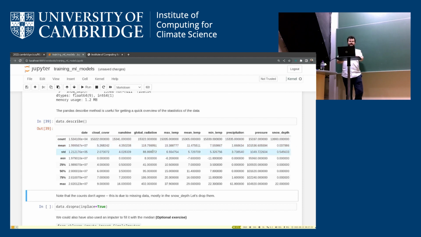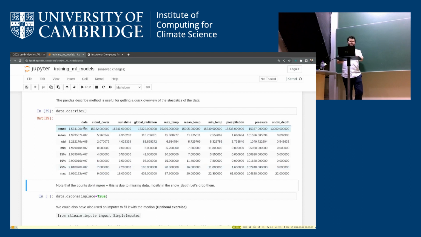One thing that we'll notice is that the count, which rather unhelpfully is float rather than integer, you have 15,332 for cloud cover, but only 13,900 for the snow depth. And these are therefore down to missing data. There's data not there. Pandas is extraordinarily good at dealing with missing data.